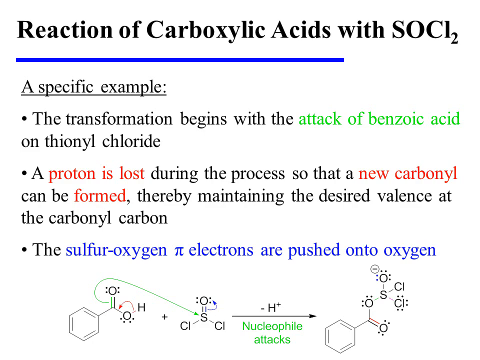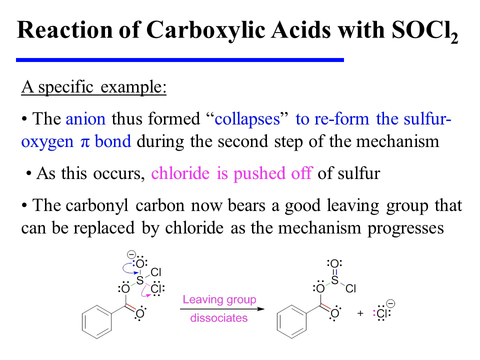Finally, the sulfur-oxygen pi bonding electrons are pushed onto oxygen as a lone pair. This anion then collapses to reform the sulfur-oxygen pi bond. As that occurs, chloride is pushed off of the substrate as a leaving group. The carbonyl carbon now bears a good leaving group that can be replaced by chloride as the mechanism progresses.